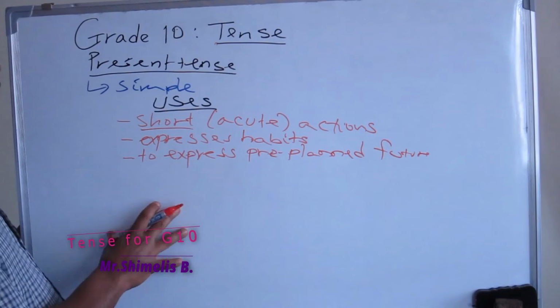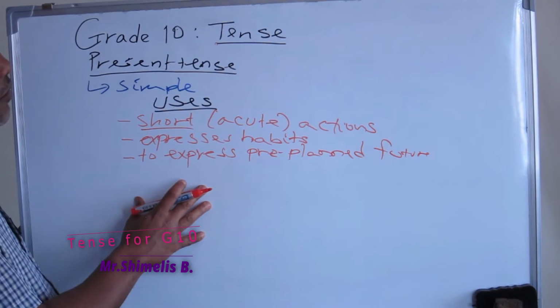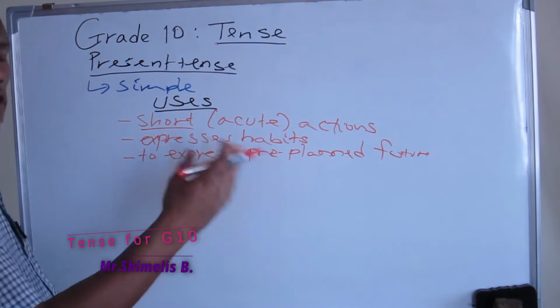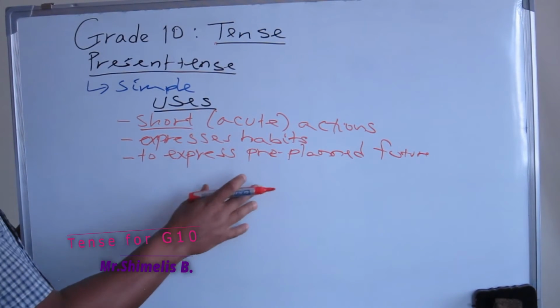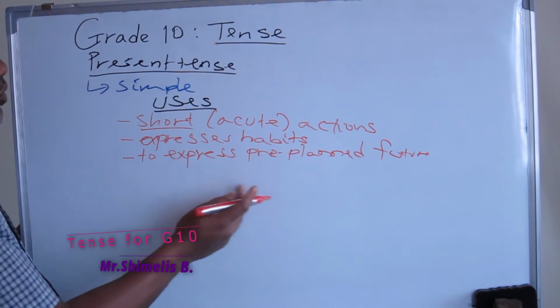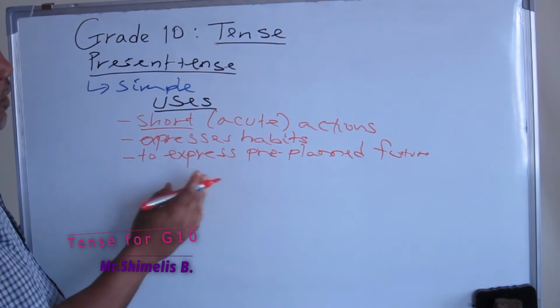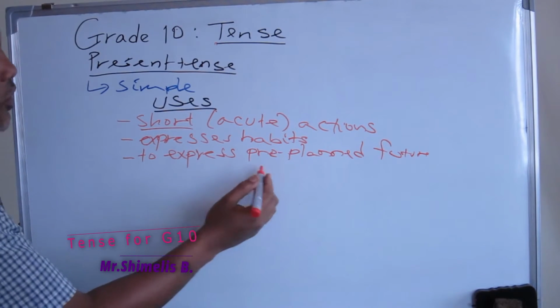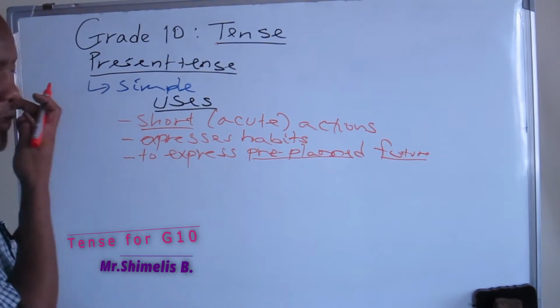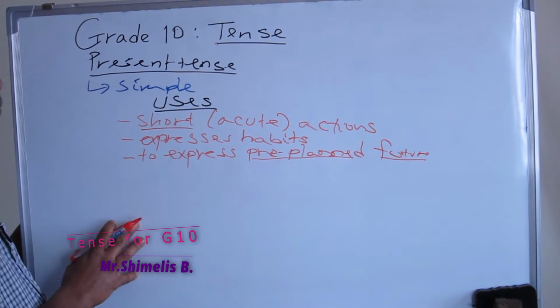Okay, travel schedules are categorized under this group because they are pre-planned actions. So different kinds of schedules, programs, arrangements. The other case that we can use simple present tense for is future arrangements in general. So generally for pre-planned but future actions, we can use simple present tense.